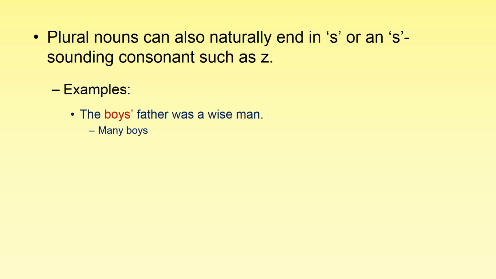If we look at this next example, the boy's father was a wise man. This is singular, and this is where we have our apostrophe S. Okay, so it's one boy. That boy's father was a wise man. We have a single boy.